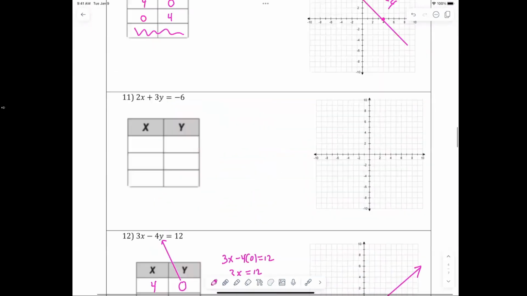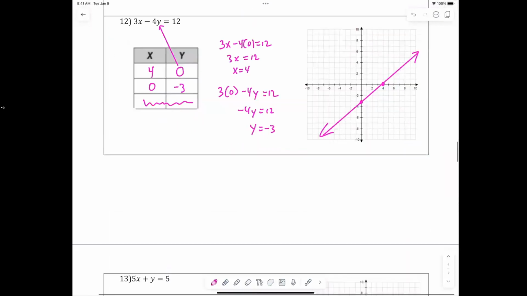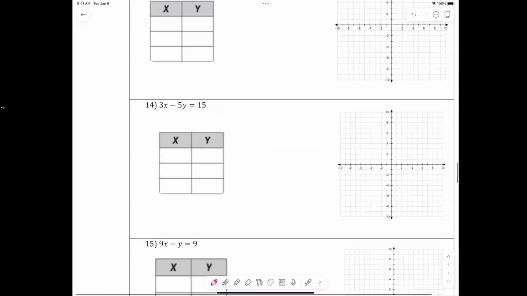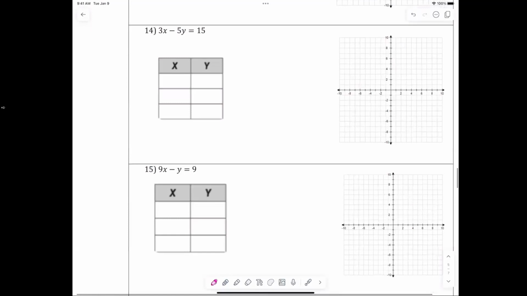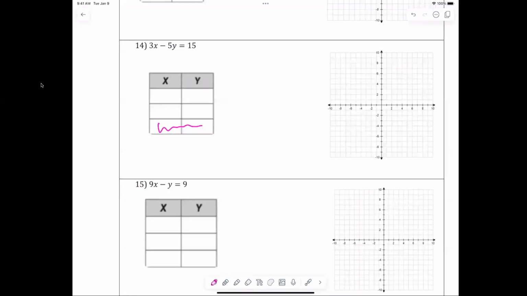I don't know why I jumped to 12 and 10, but that's okay. Since I'm doing the evens now, let's go to 14. Now cross out the last box. I'm going to pause the video for about 30 seconds so everybody should be able to do this. Okay, everybody was supposed to put a 0 here and a 0 here. If you plug 0 in for y, x is what? 5. If I plug 0 in for x, I got negative 3.